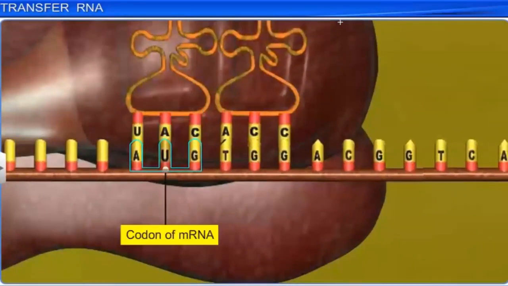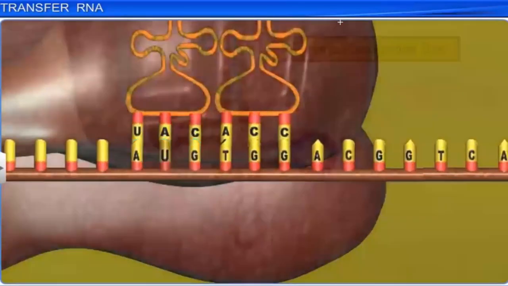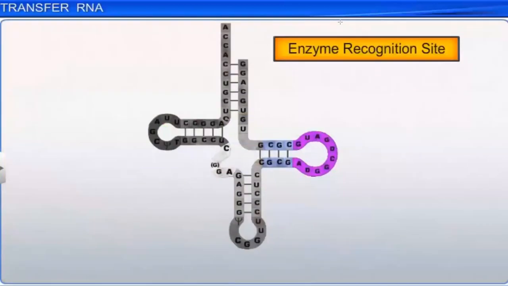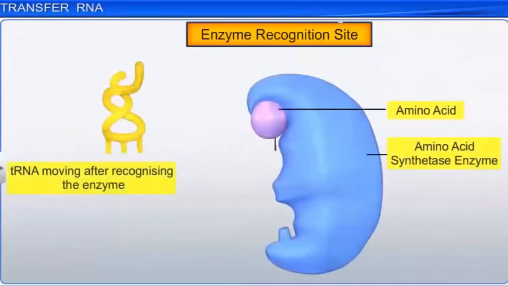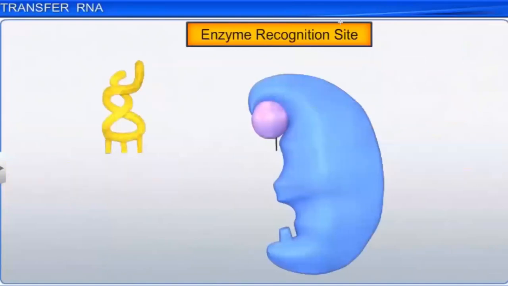Apart from the anticodon site, a tRNA molecule also consists of an enzyme recognition site, also known as the D-arm or dihydrouracil loop. This particular site is the recognition site for amino acid synthetase enzyme, which helps the amino acid bind to the tRNA.